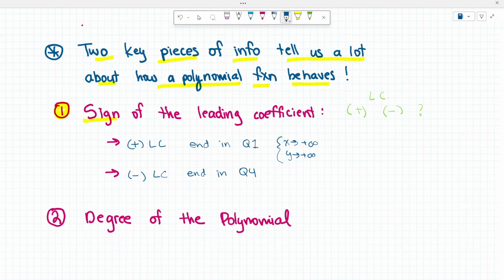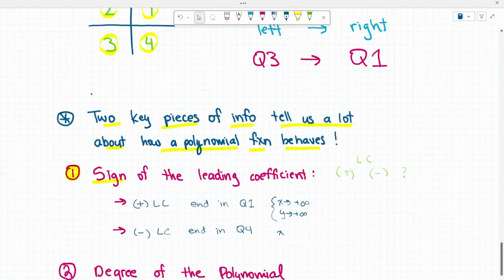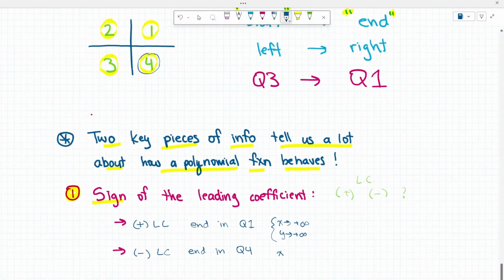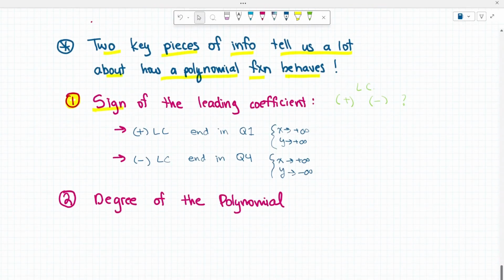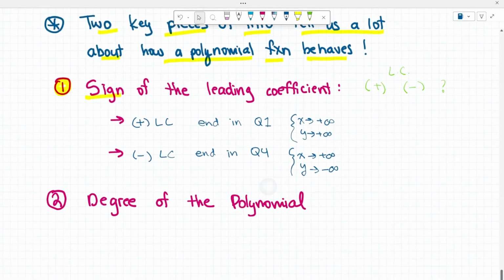So what is that telling us? That's telling us that if we end in Q4, Q4 is over here, that means that as x approaches positive infinity, our y is going to approach negative infinity. So it's going to be opposite. So that is already a great piece of information for us.